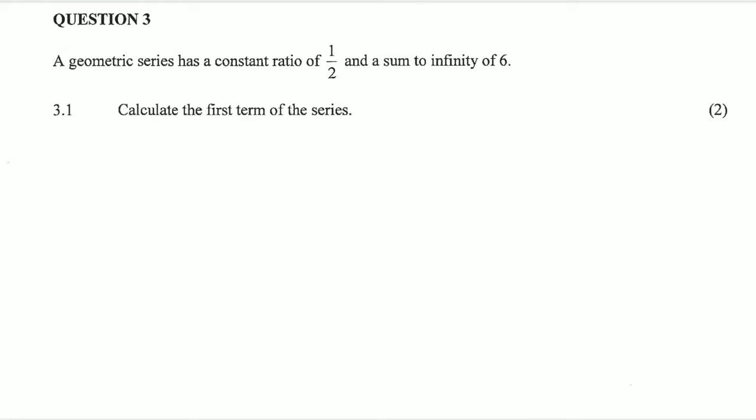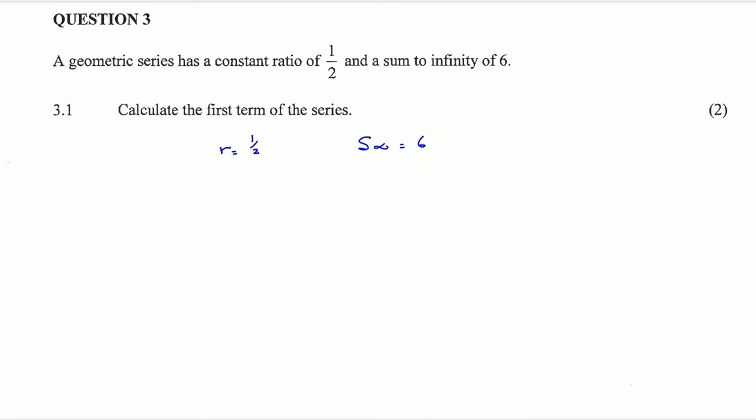Question 3. A geometric series has a constant ratio of half and a sum to infinity of 6. We need to calculate the first term of the series. We've been given that r is equal to half and the sum to infinity is equal to 6.